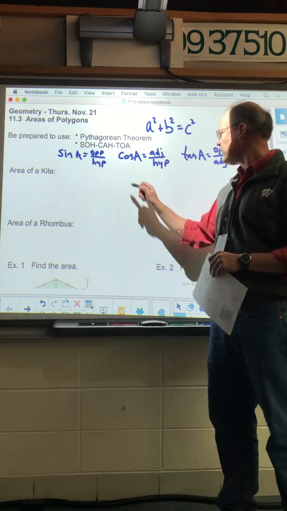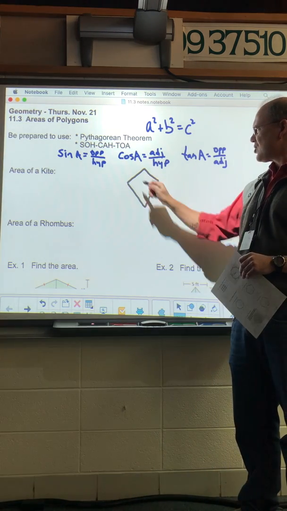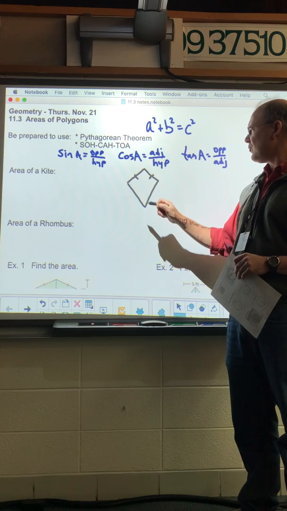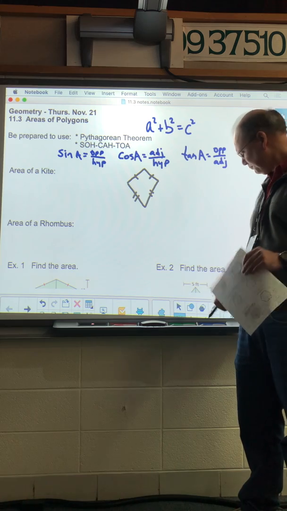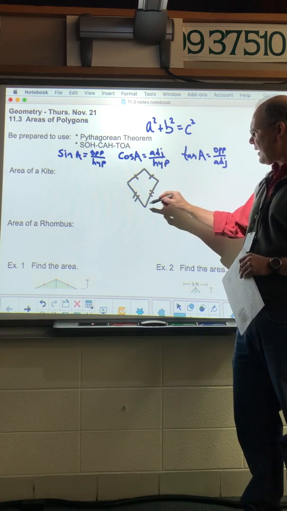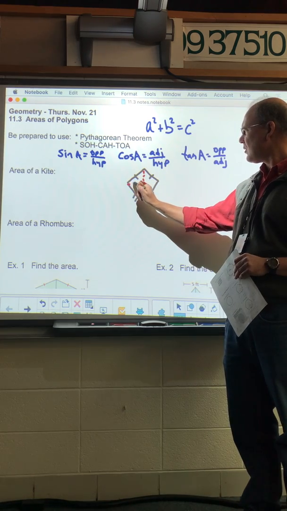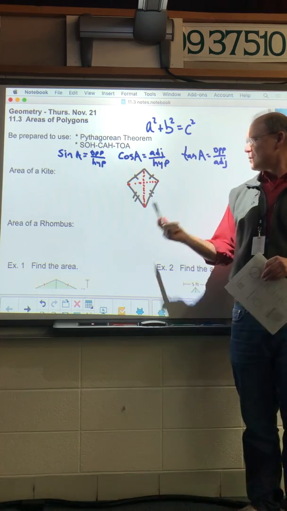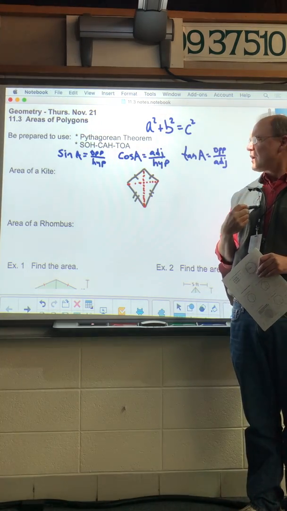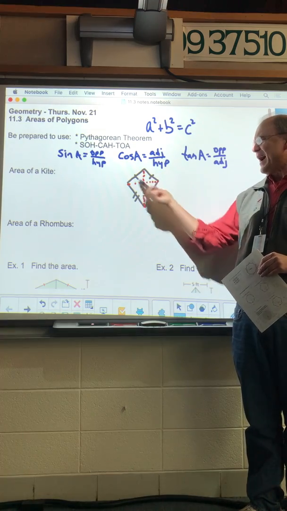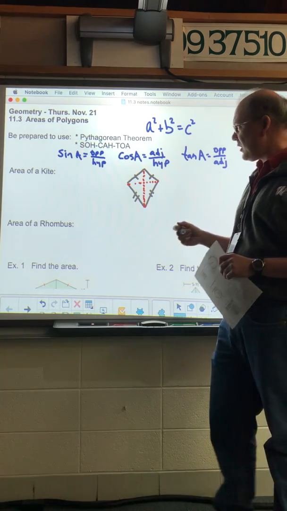Remember what a kite looks like? Like a kite, right? Has two pairs of congruent sides, but they're not across from each other, they're next to each other. And diagonals go across the kite. So those dashed lines I just drew, those are diagonals. Okay, so to find the area of a kite, you need to know the diagonals. And if you know the diagonals, it's pretty easy.